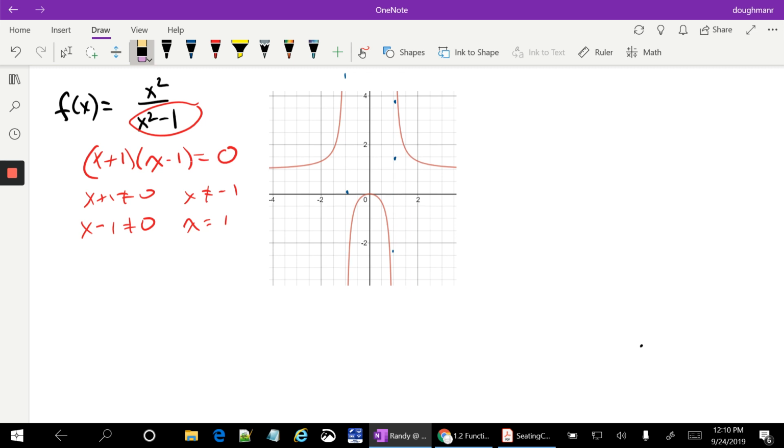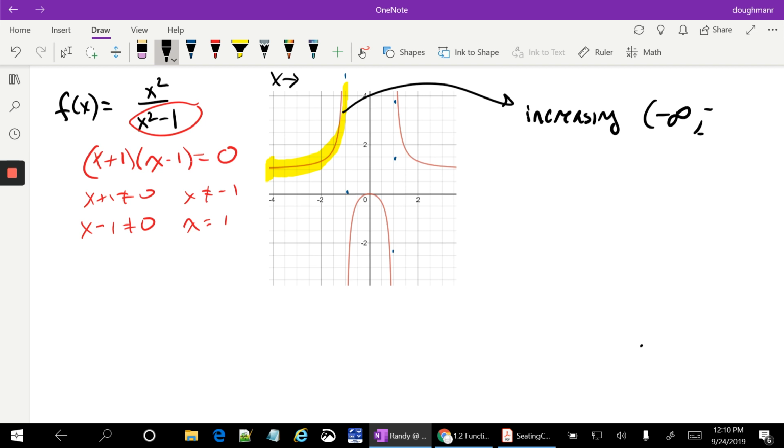What's happening? So start all the way over here. And remember, we always read from left to right, just like we're reading a book. So from negative infinity all the way up to almost x equals -1, we never get there. So if I want to put that in words, the graph is increasing from negative infinity all the way up to -1, but not including -1.